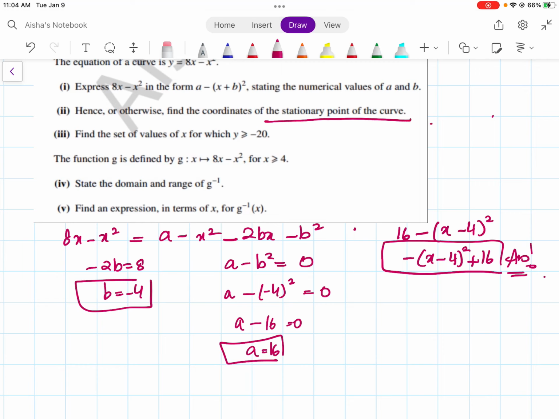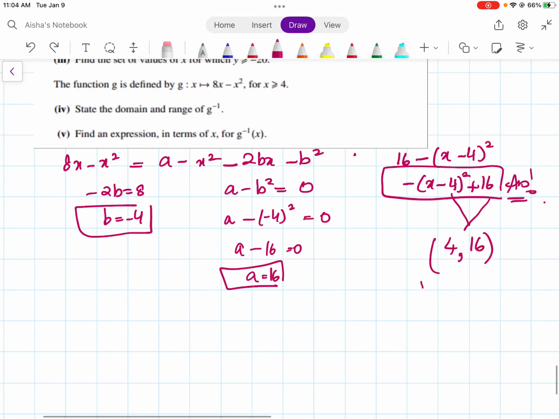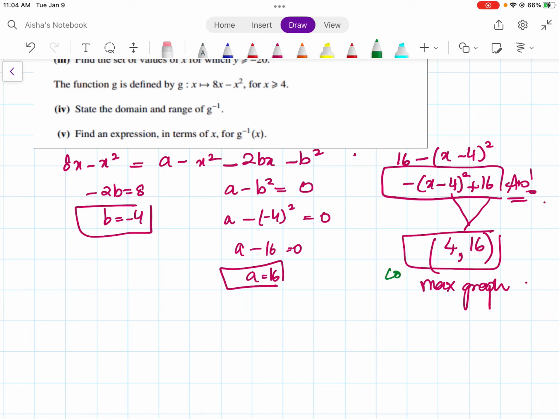Coordinates of the stationary point are always h comma k. If the value of x is minus, you take the positive value. If this is plus, then you take the negative value. And this is the maximum graph. Okay, these are my coordinates of the stationary point.